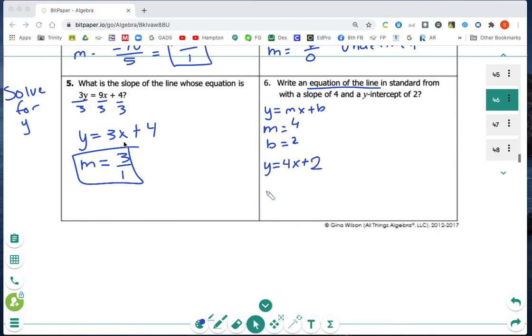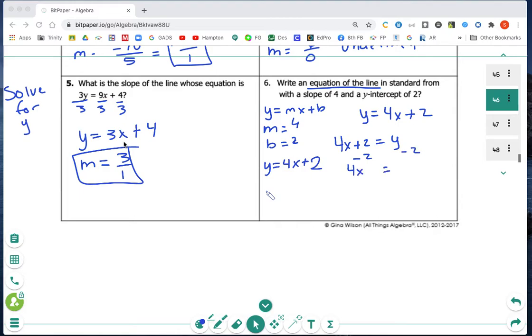In order to put it into standard form, we're going to do y equals 4x plus 2. And we're going to ask ourselves, is the x term on the left? It's not. So I'm going to do symmetrical. 4x plus 2 is equal to y. Is the x term first? Yes, it is. Is it positive? Yes, it is. Is it an integer? Yes, it is. Is the y term second? It's not. So I'm going to need to zero pair out the 2 to make room.